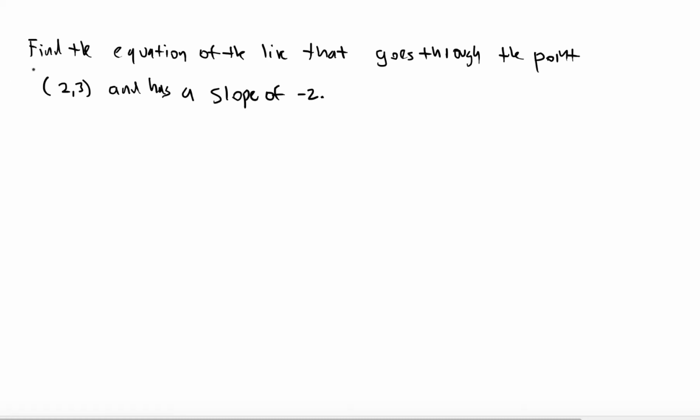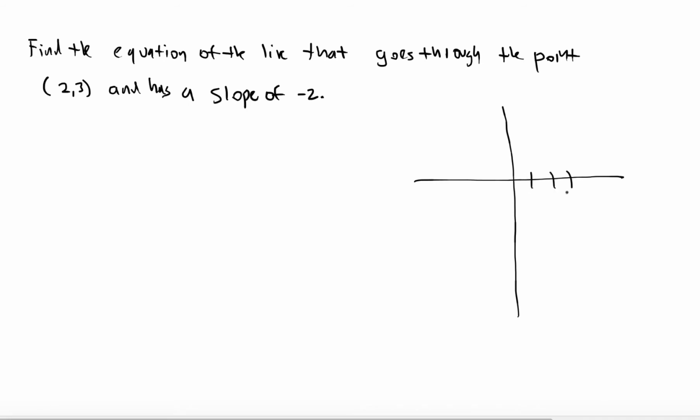All right, so here we want to find the equation of a line that goes through the point (2, 3) and has a slope of -2. Now we don't need to graph this, but we'll graph it just to see what it looks like. So what's going on here?